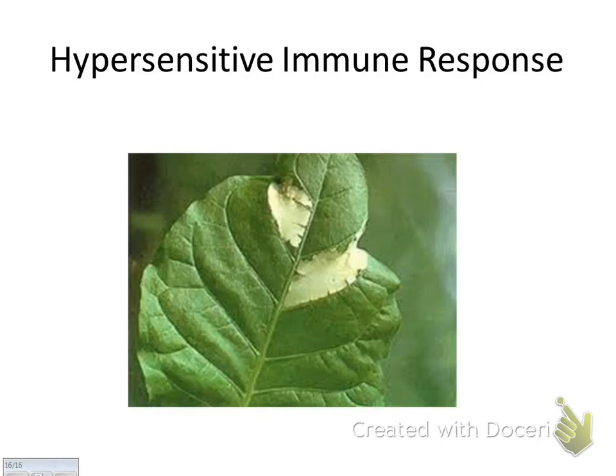Okay, and then the last one, systemic acquired resistance. That's where the plant is resistant and it releases salicylic acid. So the whole plant becomes resistant to the pathogen.